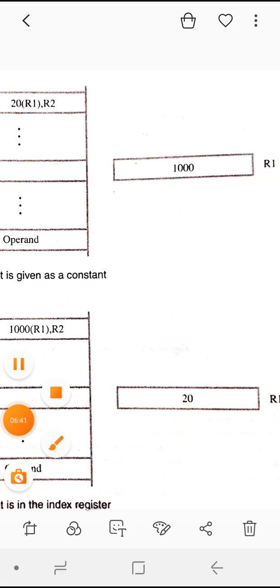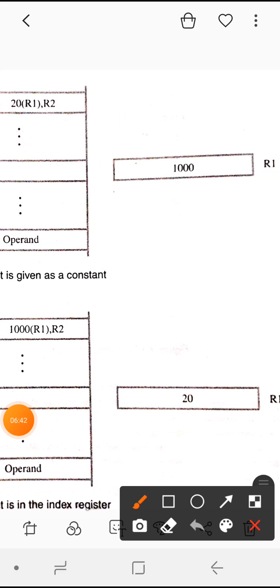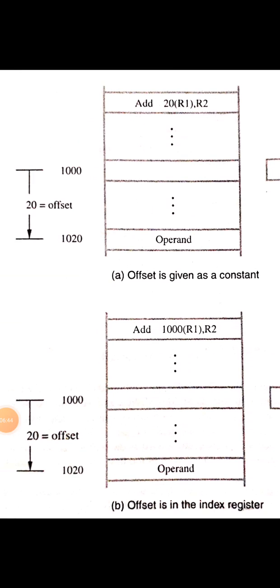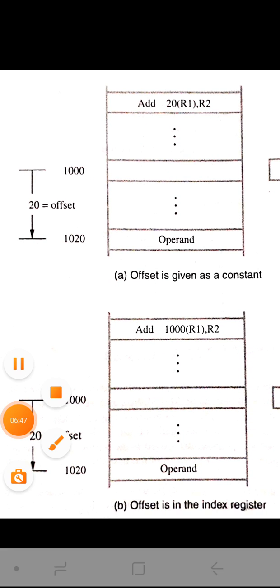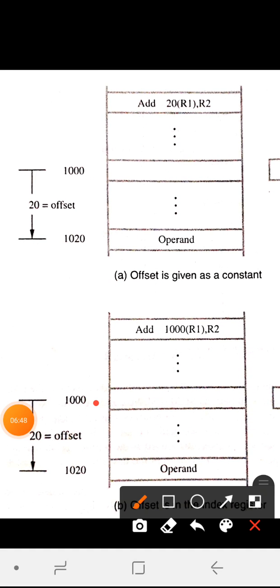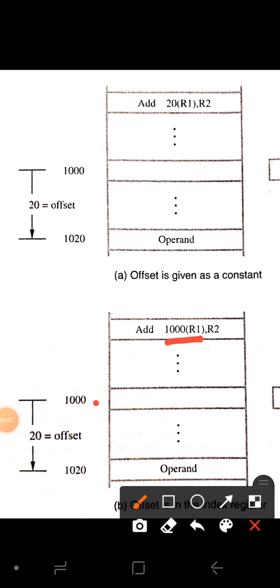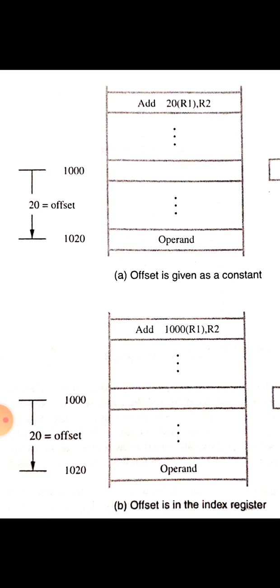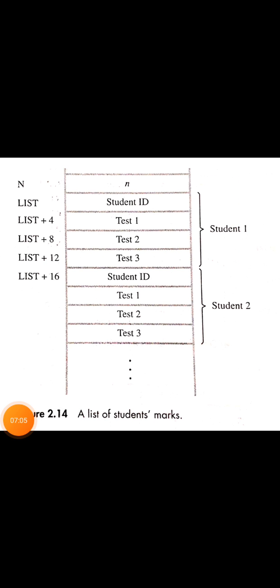In the other case, you can make R1 store 20. You can see the instruction here: it is 1000 plus R1. So 1000 is the base, and R1 is holding the offset value. If you go to the final address 1020, you will be getting an operand. This kind of addressing mode we call index addressing mode. Let's understand this addressing mode by taking an example.